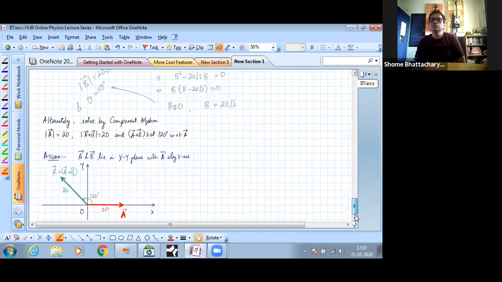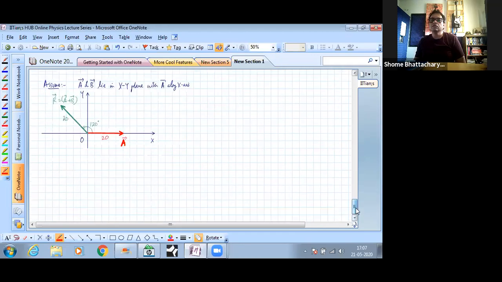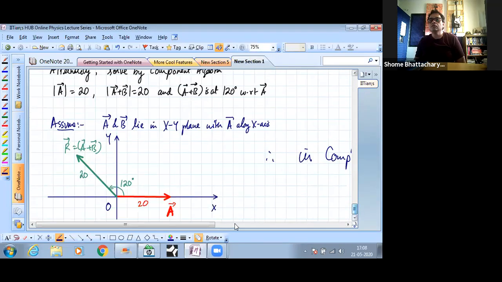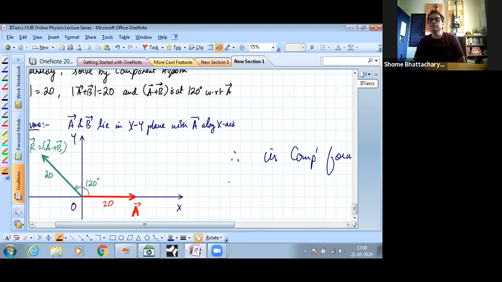The info that is given to me, that mod A is 20, mod A plus B is 20, and the angle between A plus B and A is 120. So the resultant vector is making this angle, so I can incorporate this like this. And now using this, I can express the vectors in component form. Therefore, in component form, now I can express the vectors A and B like this.